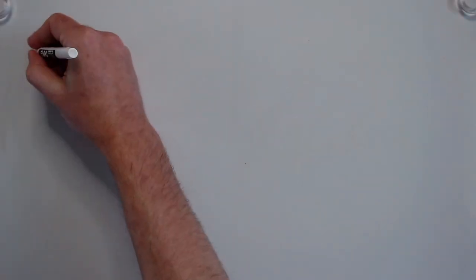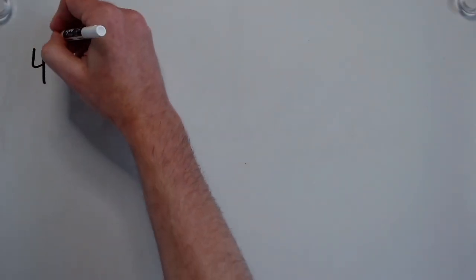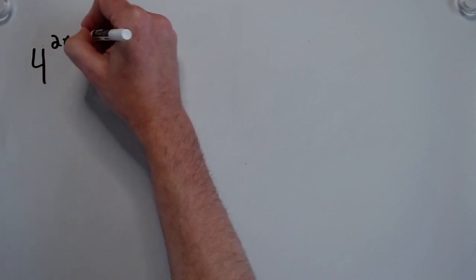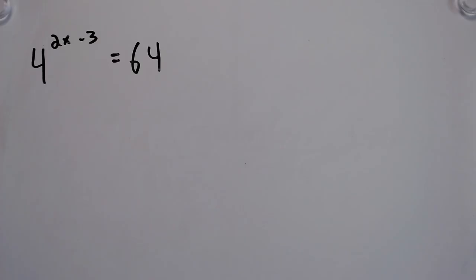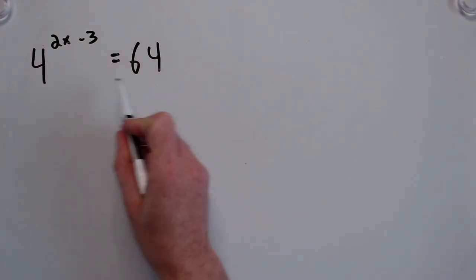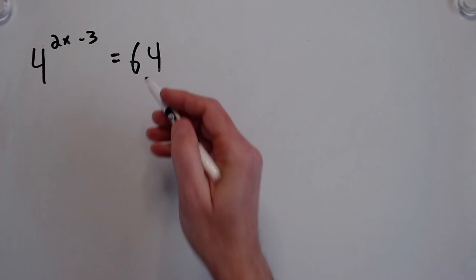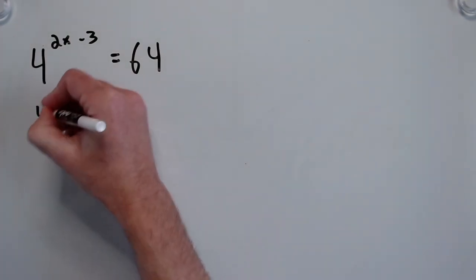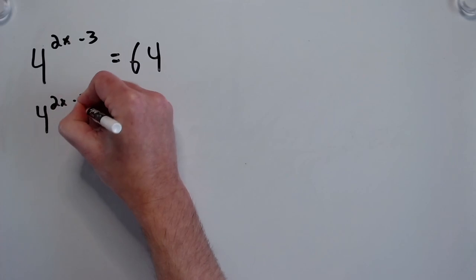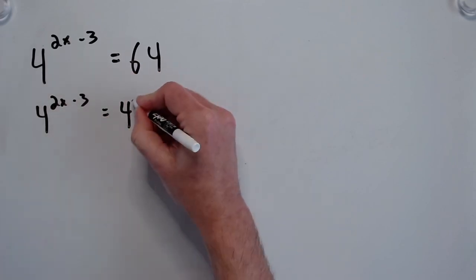This time around, we're going to do 4 to the 2x minus 3 equals 64. But this time, we're going to be sneaky about it. 64 is a power of 4. 64 just happens to be 4 cubed. So let's just rewrite this as 4 to the 2x minus 3 equals 4 cubed.